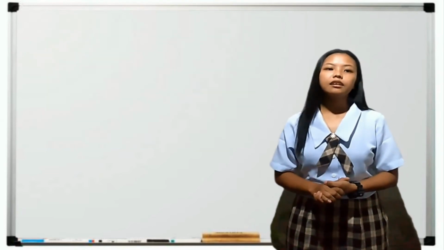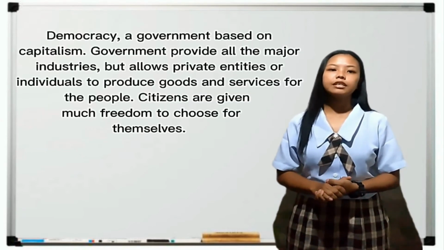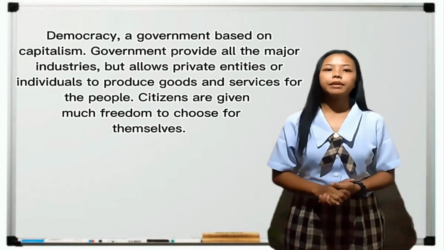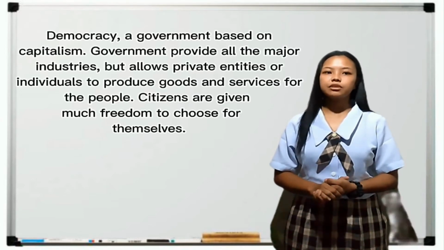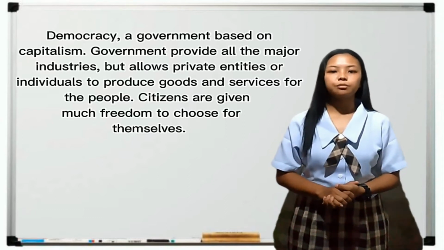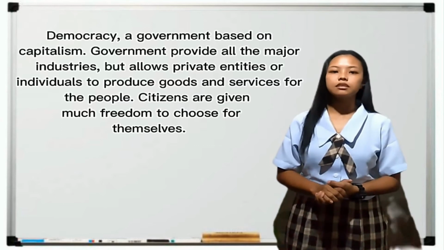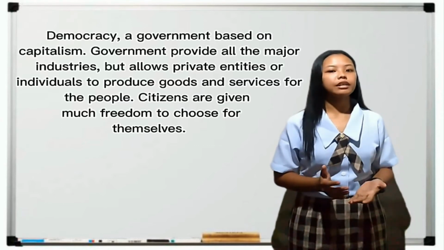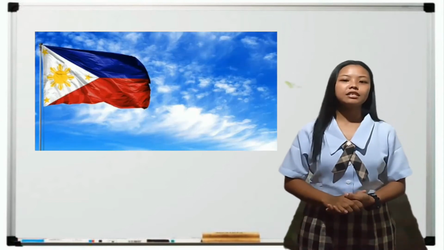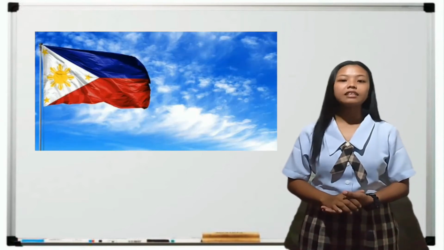While on the other hand, democracy is a government based on capitalism or a capitalist economy. The government provides all the major industries but also allows private entities or individuals to produce goods and services for its citizens. People are also given much freedom to choose for themselves. Our country, the Philippines, is a great example of a democratic state.